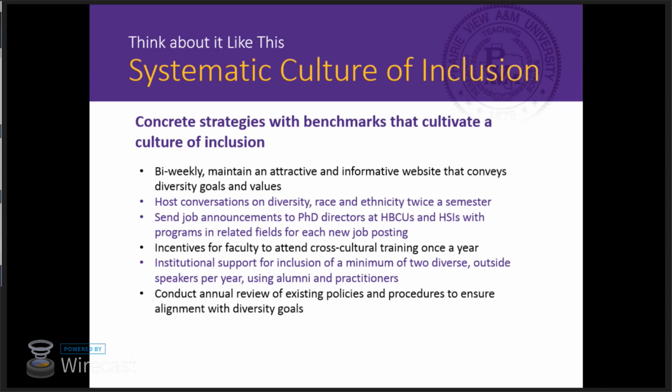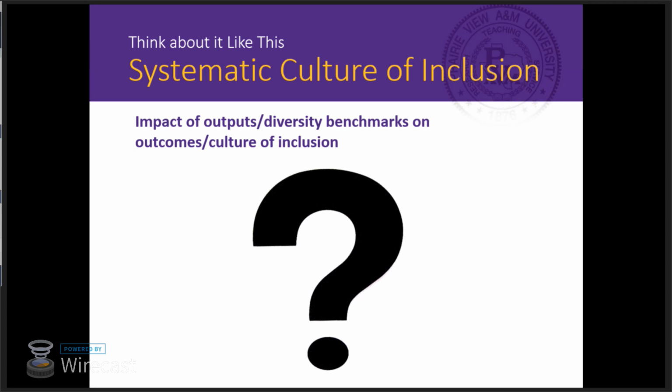So some concrete strategies that have been benchmarked and work in other places, and some of these things I think you all are already doing. Having bi-weekly meetings that talk about diversity issues, updating your websites, and when you have job announcements, sending them to HBCUs and HSIs. Also incentives for faculty who want to participate in cross-cultural training, finding ways for institutional support, and finally, looking at your policies on a yearly basis to see if they align with what you say your diversity goals are.